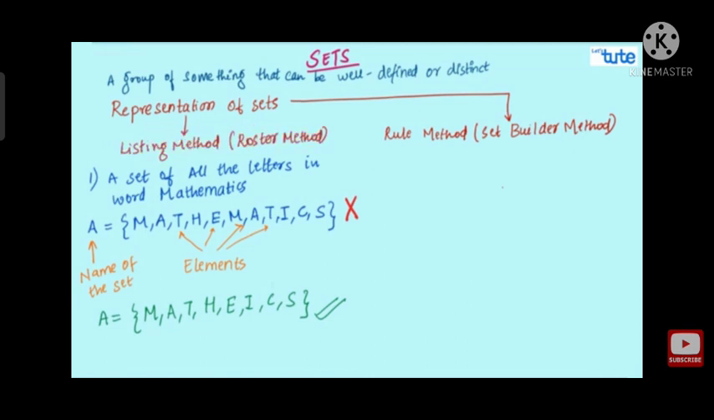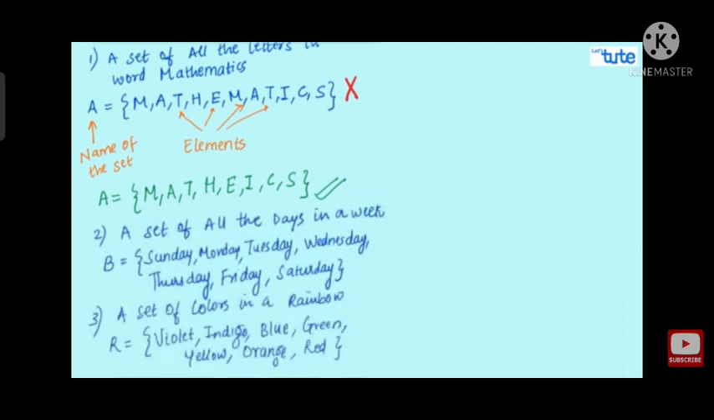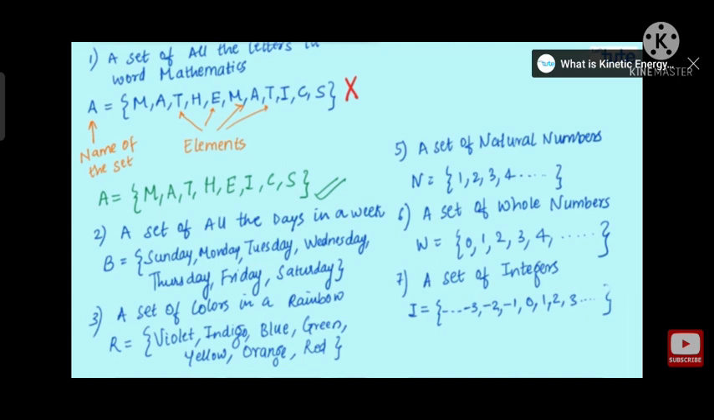Since we have just listed all the letters, it is known as the listing method. Next can be a set of all the days in a week, a set of all the rainbow colors, etc. We have also been studying sets in a few of our previous grades. It's just that we never knew that they are sets, like a set of natural numbers, a set of whole numbers, a set of integers, etc. Sets are used in a variety of places in mathematics, but we'll see that in future sessions. So now I believe you can make any set using the listing method.